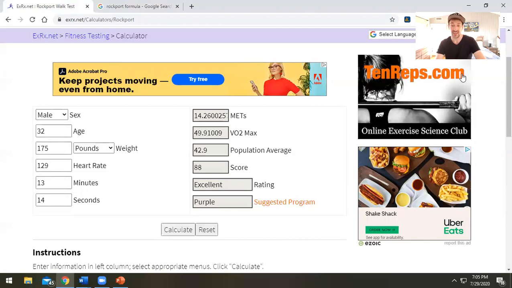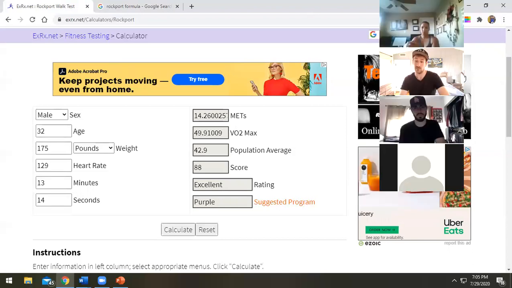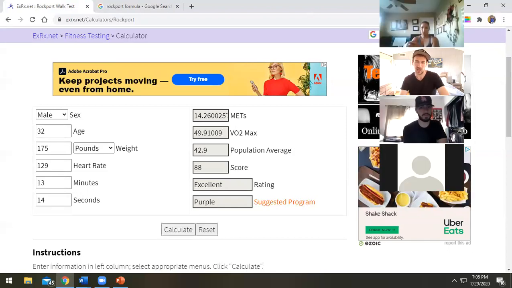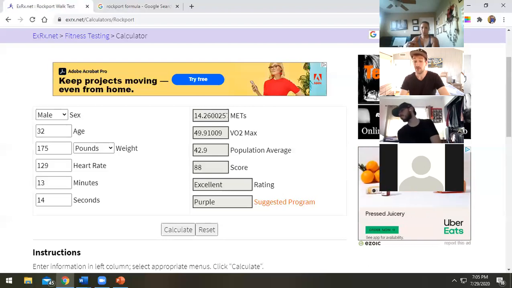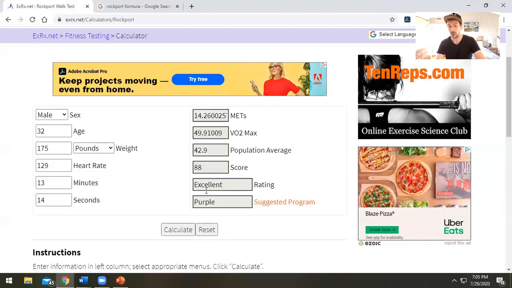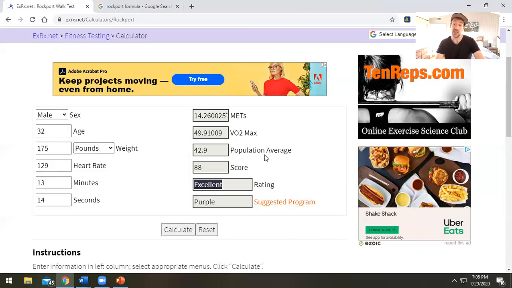I mean, elite athletes can get as high as like 80. You'll see super high VO2 scores sometimes. But that's not bad, right? So that's going to put me in the purple category, which is excellent. So I would be eligible for a zone 3 program.